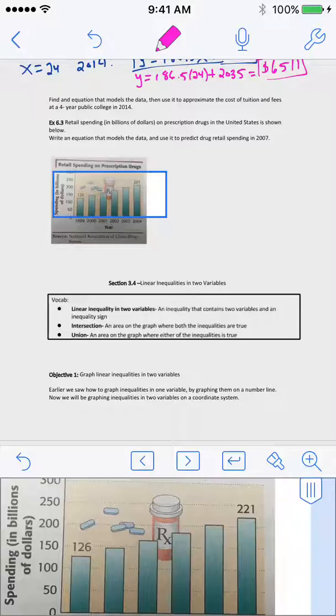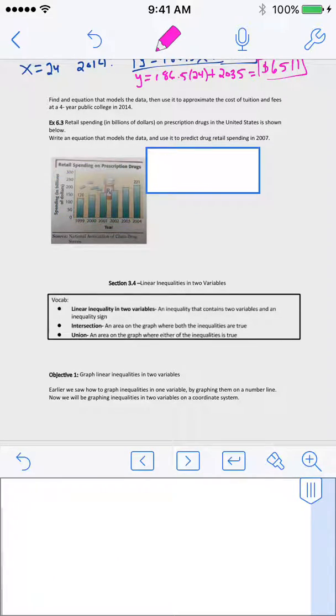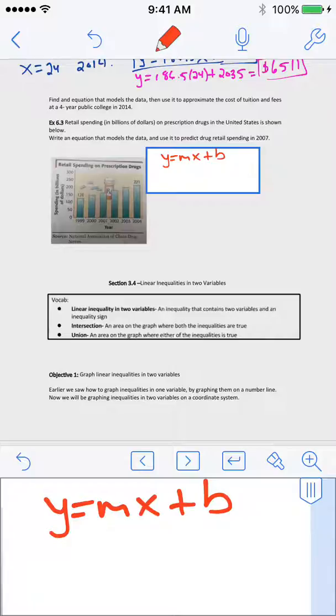This time we have to use the graph, right? Because we're not given a nice table of coordinate pairs, but it's essentially the same. We need an equation. Let's do red. y is equal to mx plus b. We still need that, right? At the end of the day, that's what we need. We could do it in standard form, we could do it in slope-intercept form, either would be fine. But we seem to be most comfortable with this, so we'll go with that. y equals mx plus b.